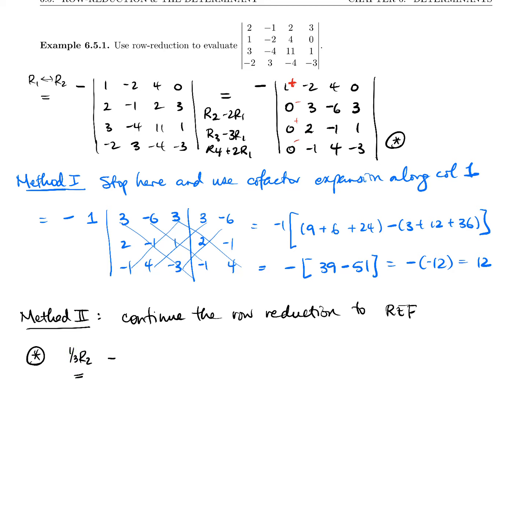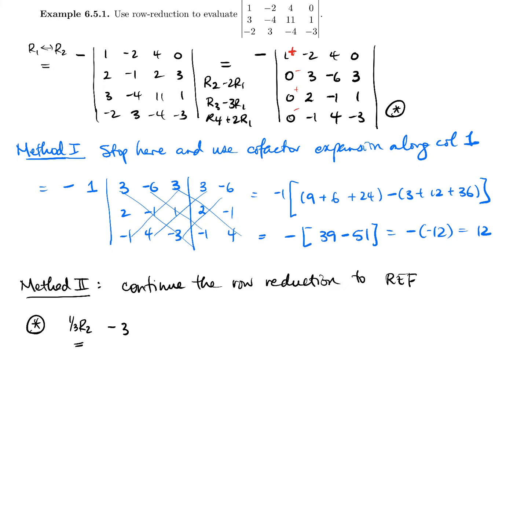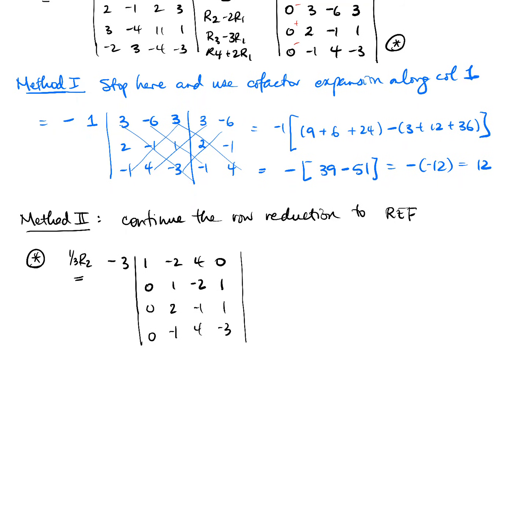So I've got the minus from before, and then I have the 3. And so what is left is 1, minus 2, 4, 0, 0, 1, minus 2, 1. After that, 3 comes out, and then 0, 2, minus 1, 1, and 0, minus 1, 4, minus 3. Perfect. So now we're going to continue as we would normally do.